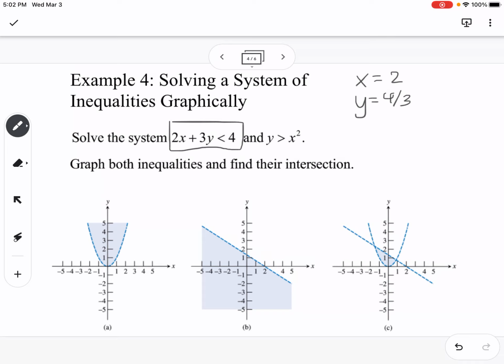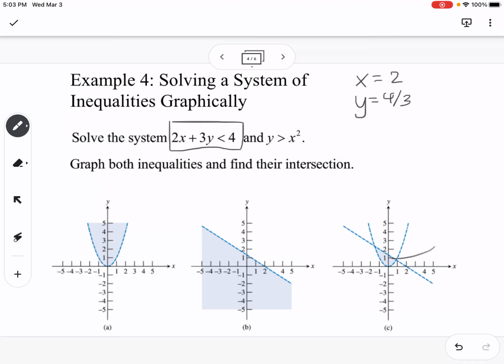And then y equals x squared is just going to be my parabola. Both of these do not have the or equal to, so that means it's going to be a dashed line or a dotted line for both of them. For this one, if we plugged in 0, 0, 0 is less than 4, so that's a true statement, so we'd shade below the line. And y is greater than x squared, so we'd shade above the parabola.